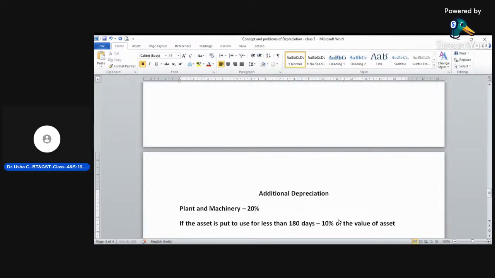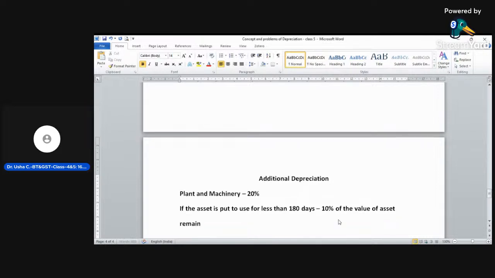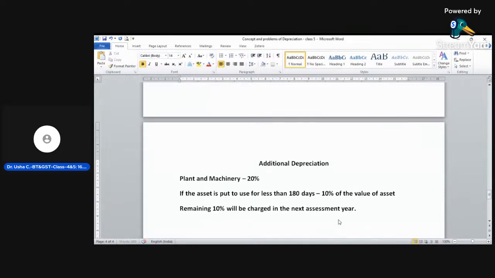And the remaining 10% will be charged in the next assessment year. Got it? So this additional depreciation will not be charged in all the years. This additional depreciation will be charged only in the year the plant and machinery is purchased, for those purposes which have been explained. And this additional depreciation is applicable only for the new plant and machinery and not for any old plant and machinery.